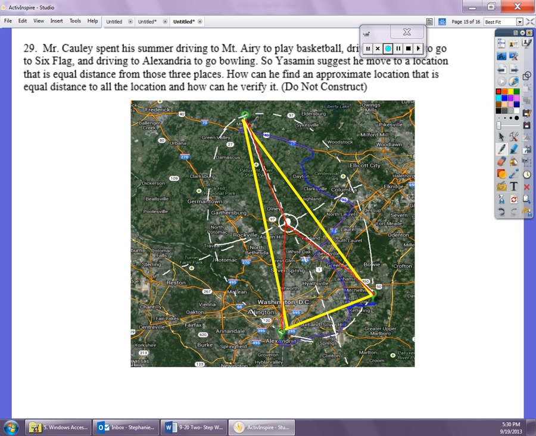So to answer the question, how can you find an approximate location of equal distance? He would do the perpendicular bisectors, and he would use the perpendicular bisectors to create a circumscribed circle. And inside the circumscribed circle would be a circumcenter. And the circumcenter should be equal distance to all of the vertices of the triangle. Vertices are points.